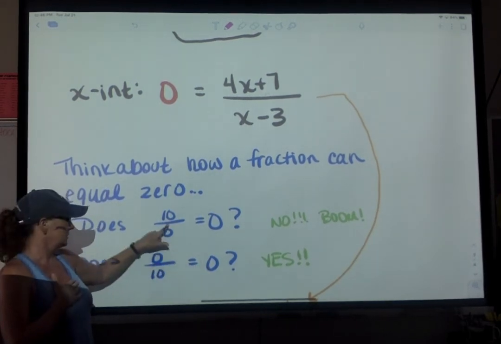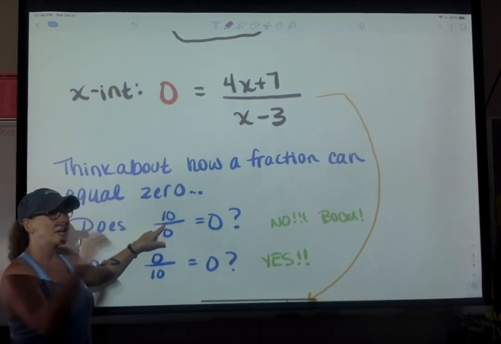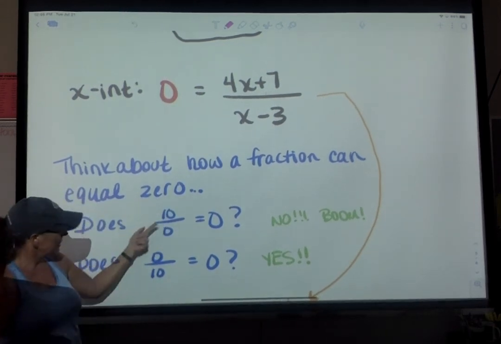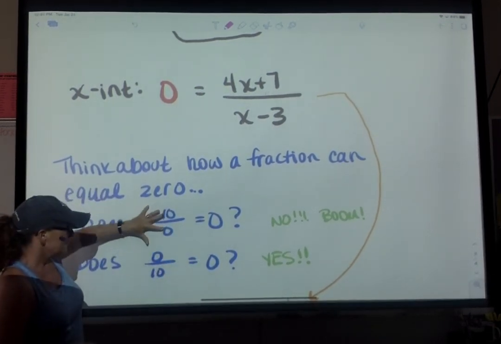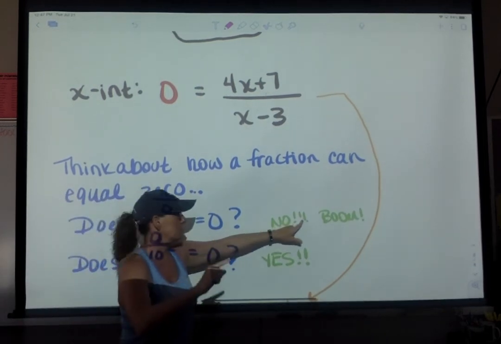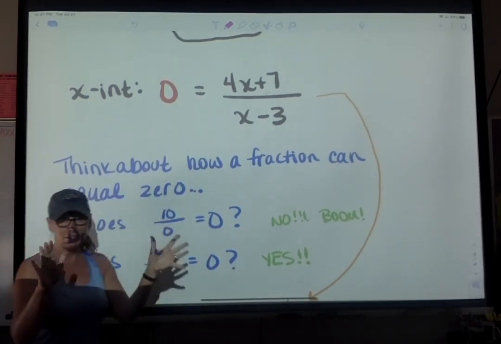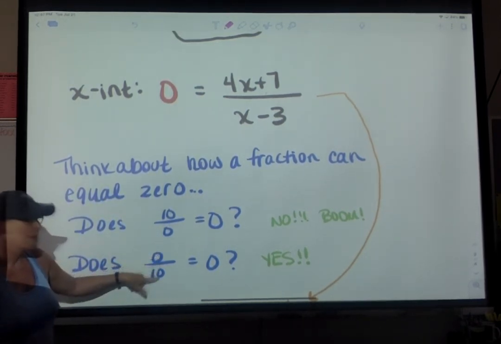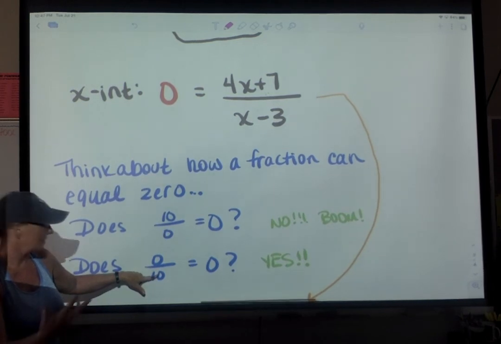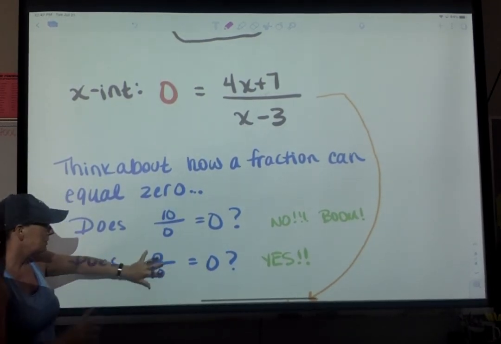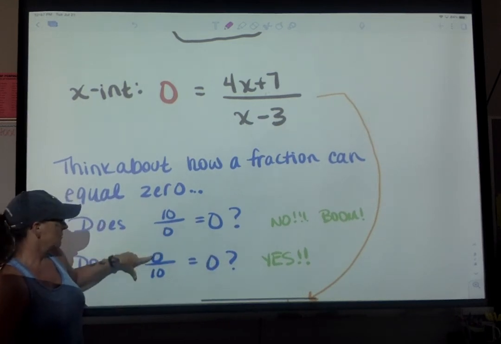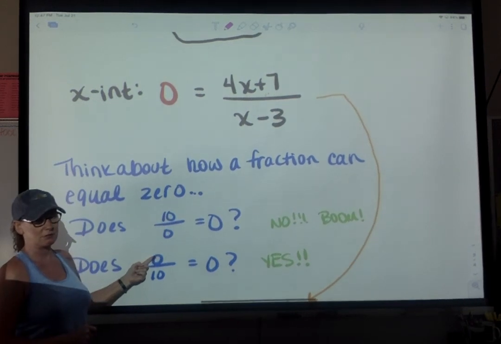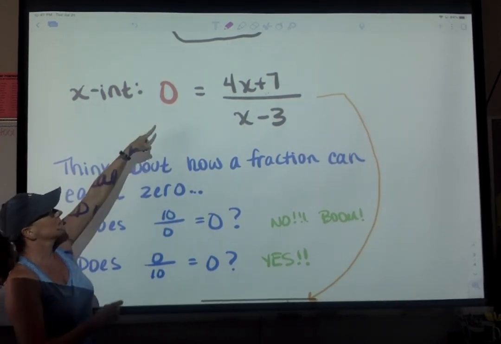I happen to know, and I think you learned this at some point, you cannot divide by 0. That's like one thing you can never do in math. You cannot divide by 0. So this fraction does not equal 0. What I say is whenever you try to divide by 0, boom, you just blew up. But I can take 0 divided by anything, and I'll get an answer of 0. So apply this knowledge of, in order for a fraction to be 0, my numerator has to be 0. Apply that thinking to this problem.